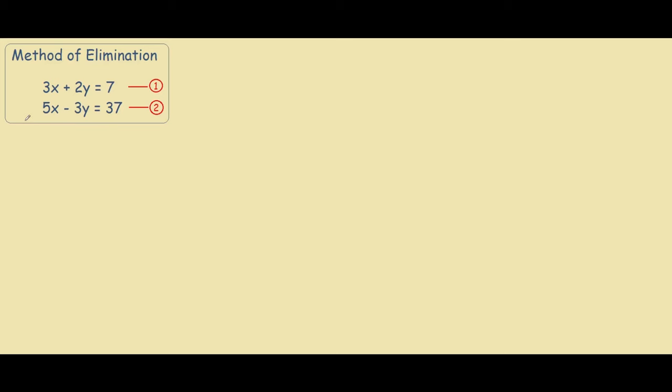Hey guys, the aim of this video is to use method of elimination to solve this simultaneous equation problem. So what method of elimination does is when you subtract one equation from the other one, you end up deleting one variable. So this is more clear if I just go through the example. So in this example, we will be trying to get rid of the y's.